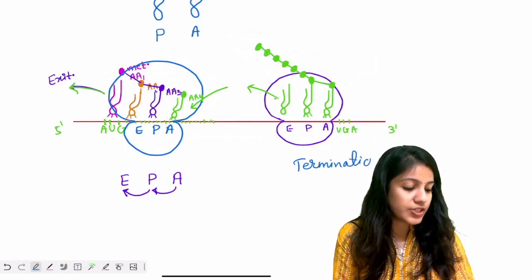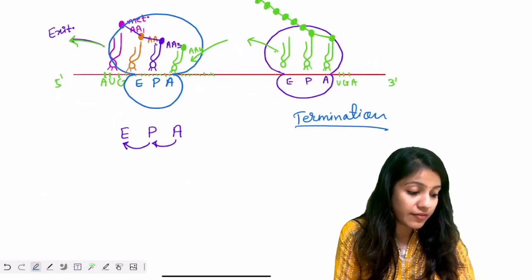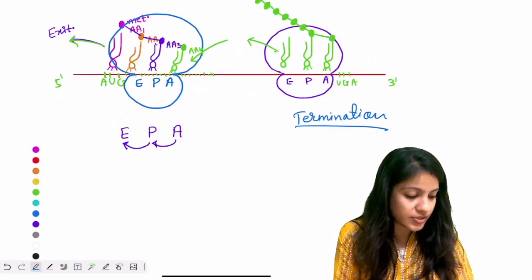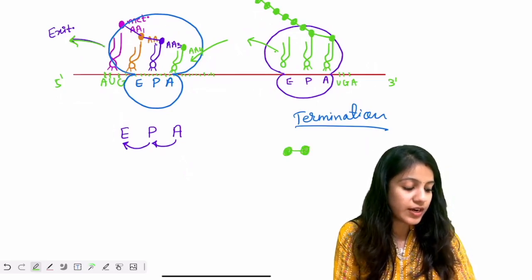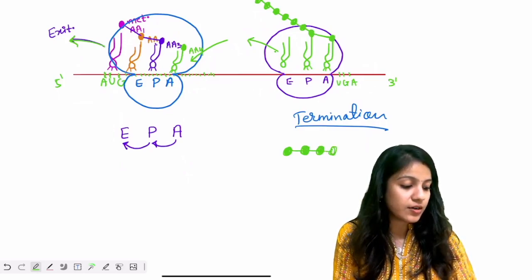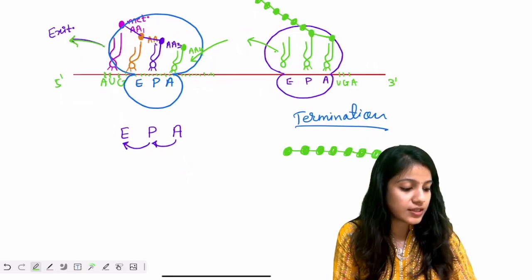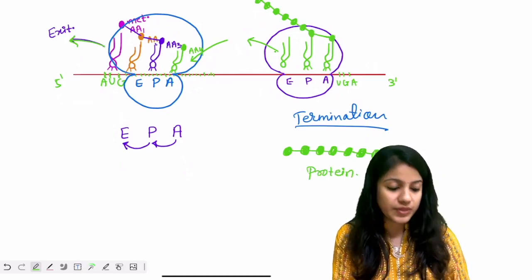So for termination, termination factors will be needed. After termination, we have this chain of amino acids. So termination factors will help in releasing each and every part of this translation process. So this chain of amino acids is nothing but a protein. It will act as what? Protein. I have drawn few amino acids only, right?